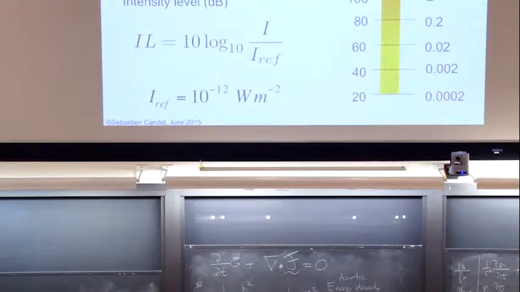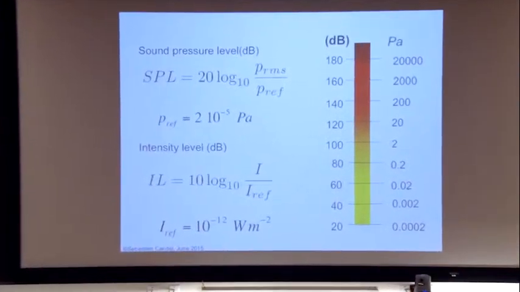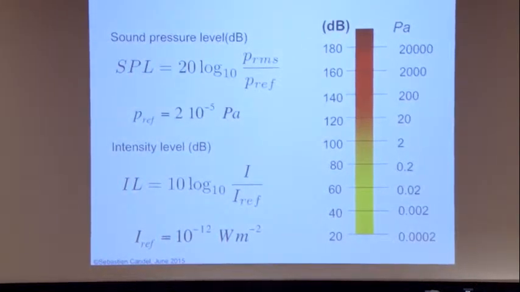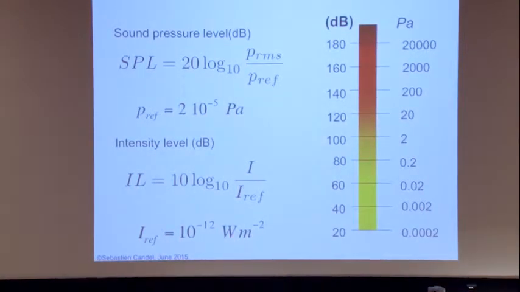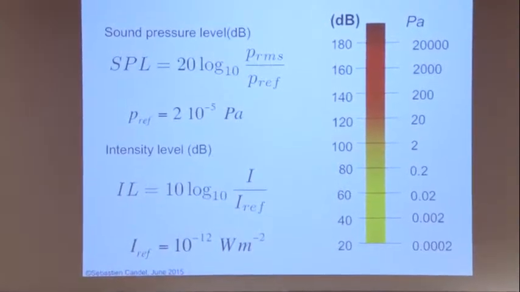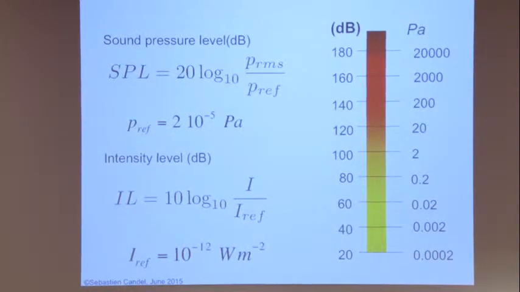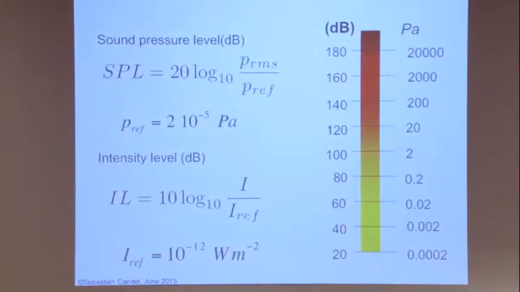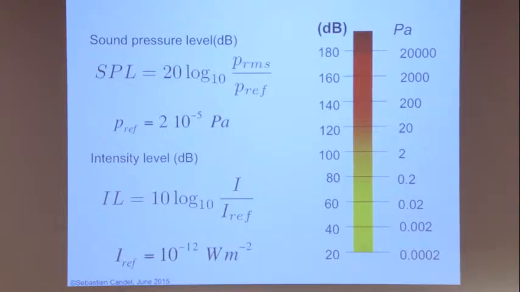There is another level of intensity. This is the intensity level, and it's the intensity divided by a reference intensity. What is the intensity? It's just the flux. When you look at this expression for a monochromatic wave, you get this intensity. The reference intensity is 10⁻¹² watts per square meter. So it's very small, apparently.